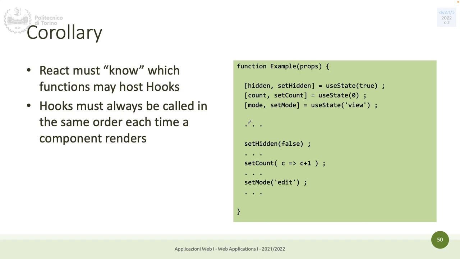This happens normally if you don't do something strange, because you just have a component and you call the hooks in the same way. But maybe you want to add a cycle or an if that prevents the execution of these hooks, and in that case things can go wrong. You can maybe set the count inside the hidden slot if you don't call hidden before the count in some execution, in the second or third execution of the component. So hooks must be executed in every render in the same order as the creation.